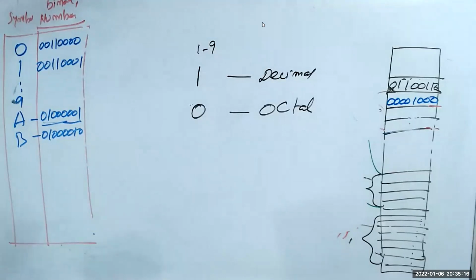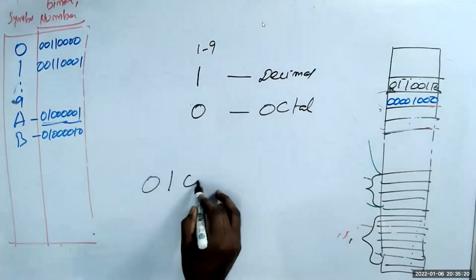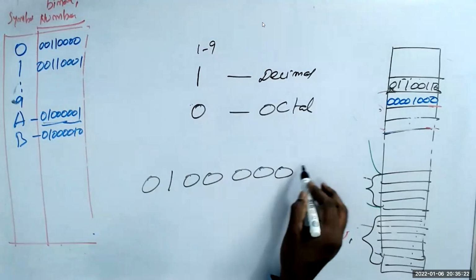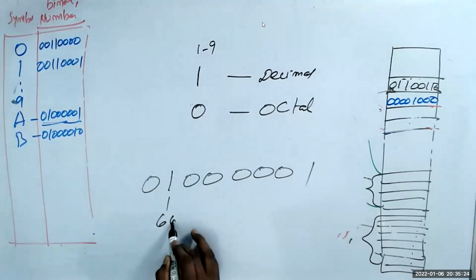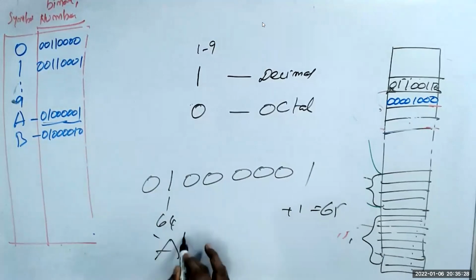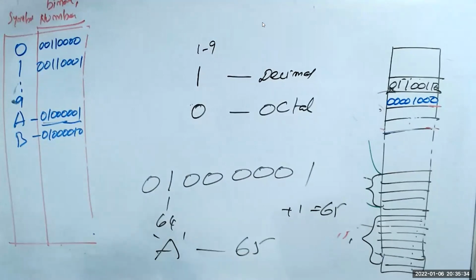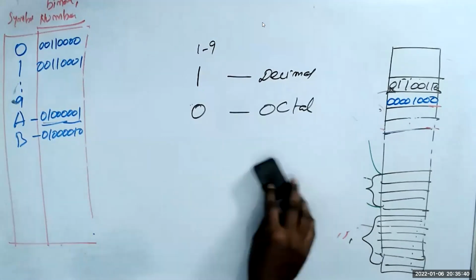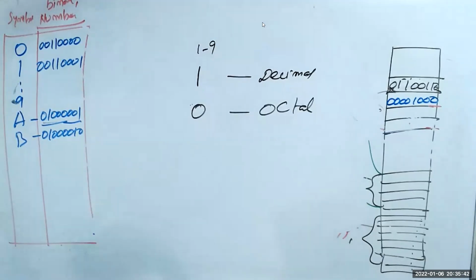A is not 75. A is 65, because A is 0, 1, 0, 0, 0, 0, 0, 1. This is 64 plus 1, which is 65. For A, the equivalent decimal is 65, not 75. Got it? Correct, that's what I'm saying. C is not a character. That is what I'm telling repeatedly.